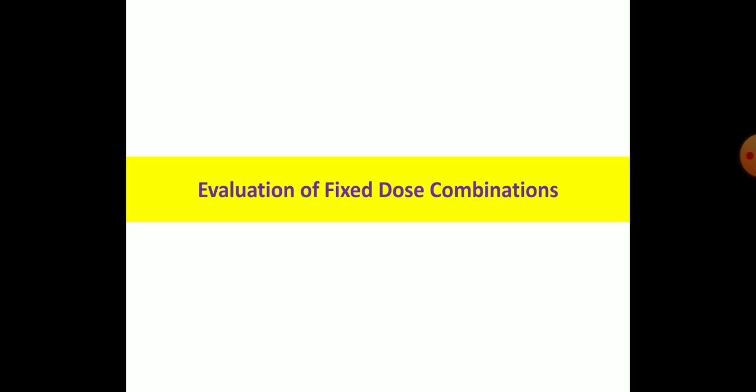So we have discussed the 4 different conditions. One is type 1 diabetes, second is newly detected type 2 diabetes, third one is hypoglycemia, and the fourth one is diabetic ketoacidosis. Now we have to evaluate certain fixed dose combinations. Now how will you evaluate the FDCs?